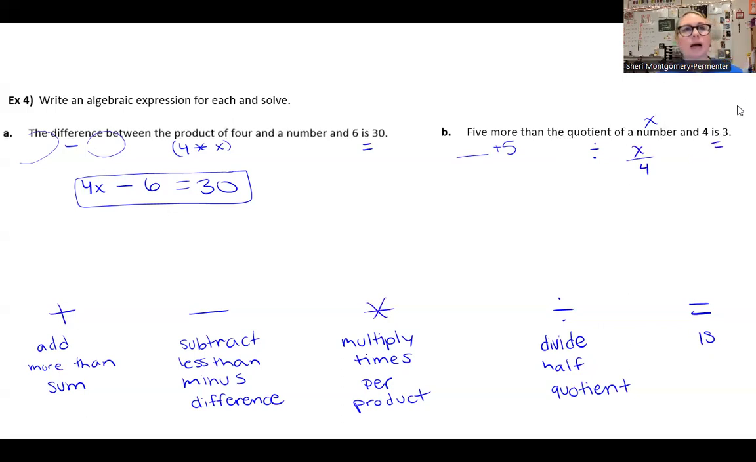All right, so I need to go back. 5 more than. So I have to have something and I'm adding 5 to it. So it's 5 more than this quotient. So I'm going to have to put this quotient over here. So now I'm going to keep going. 5 more than the quotient. So this is a quotient of a number and 4, and is, so I can put an equal sign, is 3.